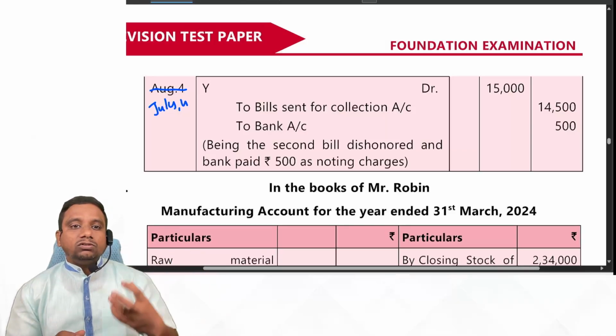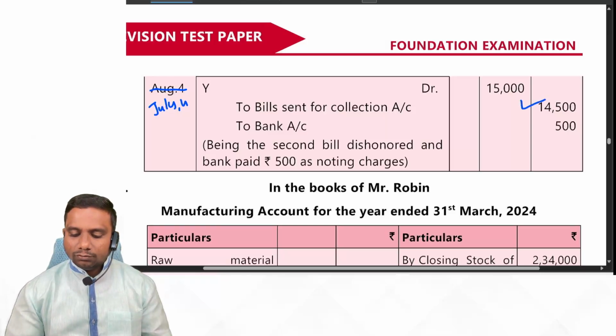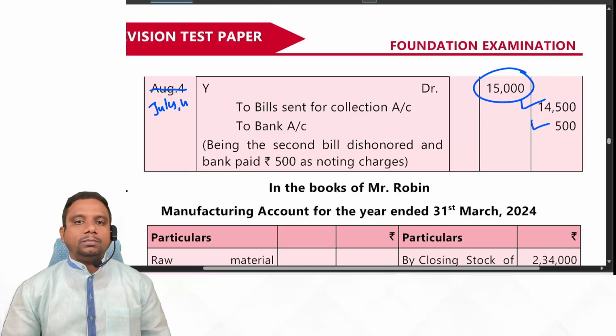Now we have to receive the amount from Y. Y account debit to bills sent for collection, bank account 14,500, and the bank will pay noting charges. So the bank will deduct the amount from our account, to bank account 500. So we receive the total amount from Y.